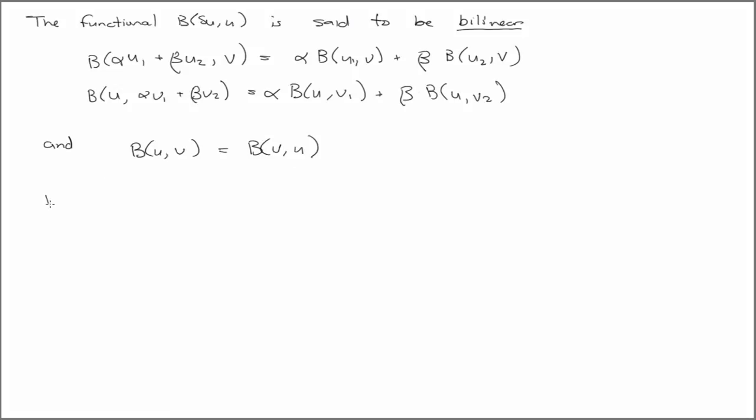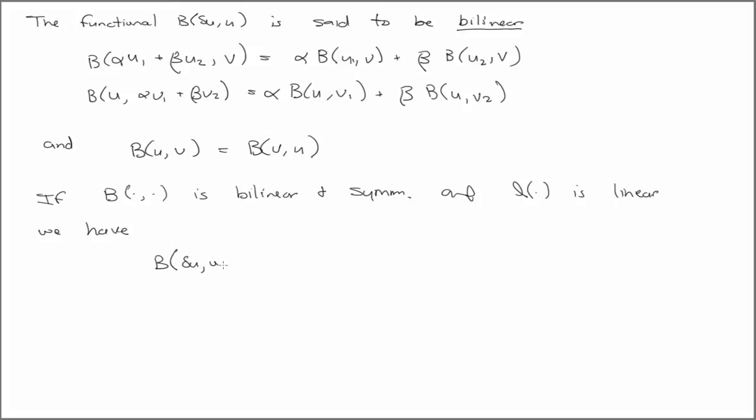So if B is bilinear and symmetric, and L is linear, we have this. Sorry, should be a del there. So if the functions are linear, we can pull out the del operator.